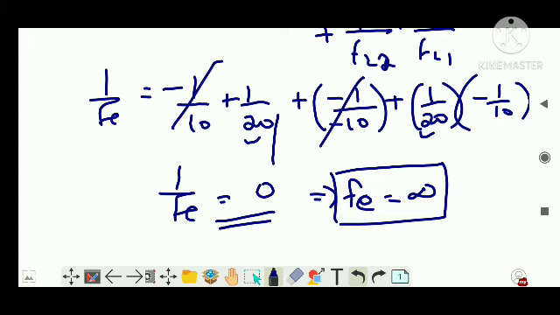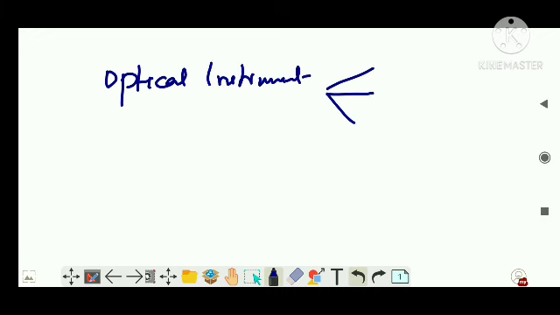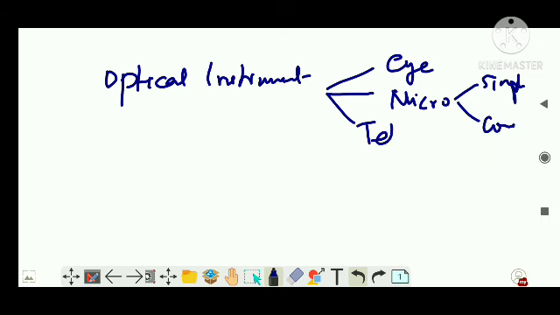Now let's move on to the next section, which is optical instruments. Right, all instruments dealing with light are known as optical instruments. There actually 3 are studied. One is the human eye, and then it is the microscope. Microscope itself is divided into simple and compound, right? And then there is the telescope, right? And the eye section we are going to take, right?